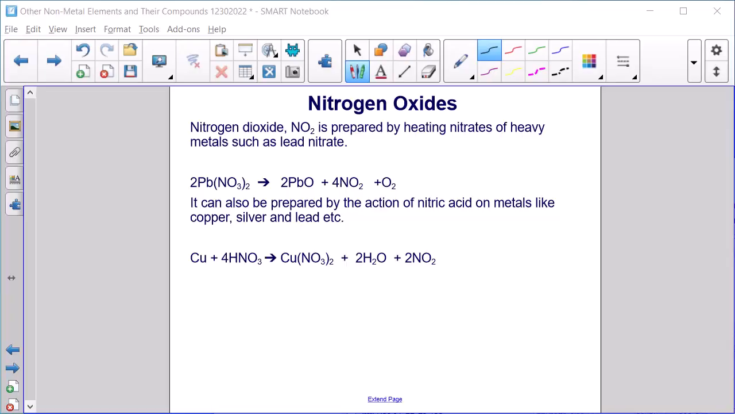Nitrogen dioxide, NO2, is prepared by heating nitrates of heavy metals, such as lead nitrate. So if I heat this lead nitrate, I get lead(II) oxide, nitrogen dioxide, and oxygen gas. It can also be prepared by the action of nitric acid on metals like copper, silver, and lead. So copper, silver, lead in the presence of this nitric acid will produce a copper nitrate solution, water, and nitrogen dioxide.